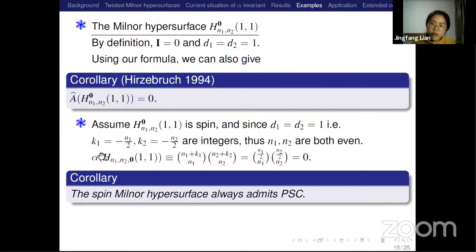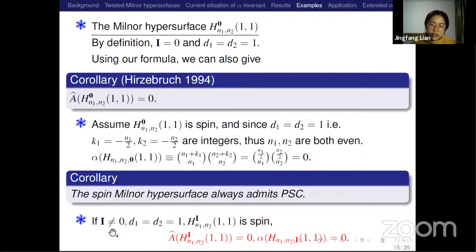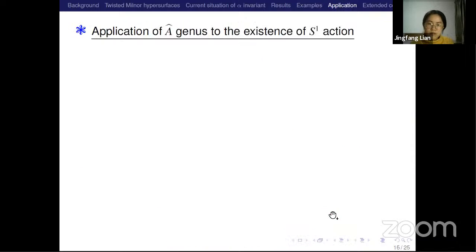Combined with the alpha invariant vanishing, the spin muon half surface always admits positive scalar curvature. And it is interesting that if the sequence of integers is not always 0, but we still assume D1 and D2 are 1 and the twisted muon half surface is spin, we can get that its A genus and alpha invariant still vanish.